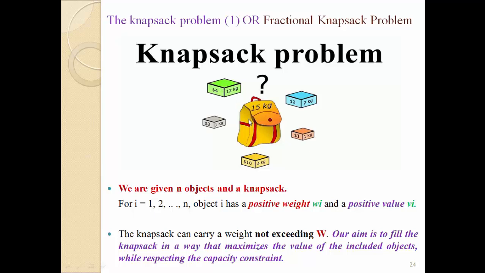Then we have to identify the next object which has the maximum value, for example 4, then we can fill this knapsack, but the total weight is 4 plus 12, that is 16, which is more than 15. So now we cannot fill the whole object, since the total weight must not be more than 15, but some part of this object we can fill, and so it is also known as the fractional knapsack problem.